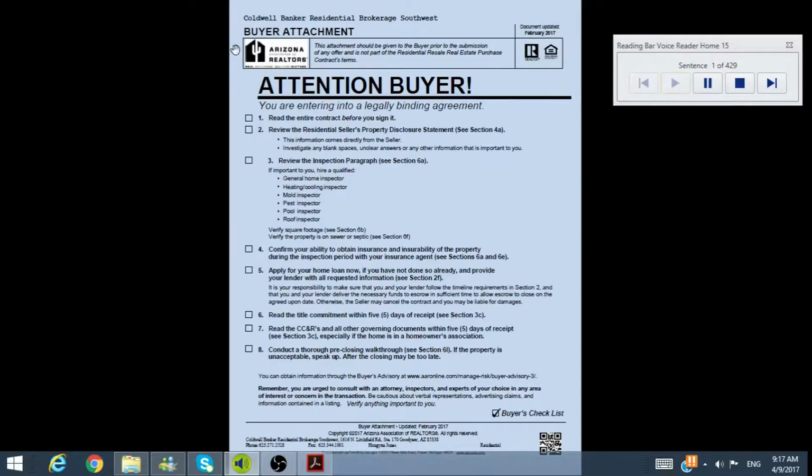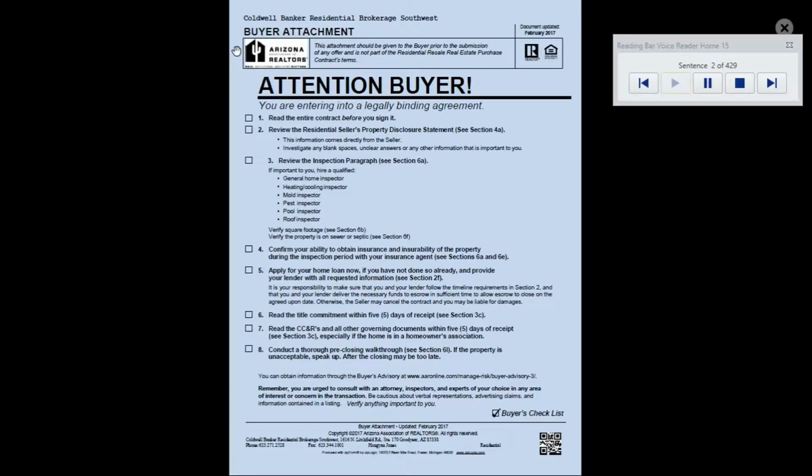Buyer attachment. This attachment should be given to the buyer prior to the submission of any offer and is not part of the residential real estate purchase contract's terms. Attention buyer. You are entering into a legally binding agreement. 1. Read the entire contract before you sign it. 2. Review the residential seller's property disclosure statement, see Section 4A.